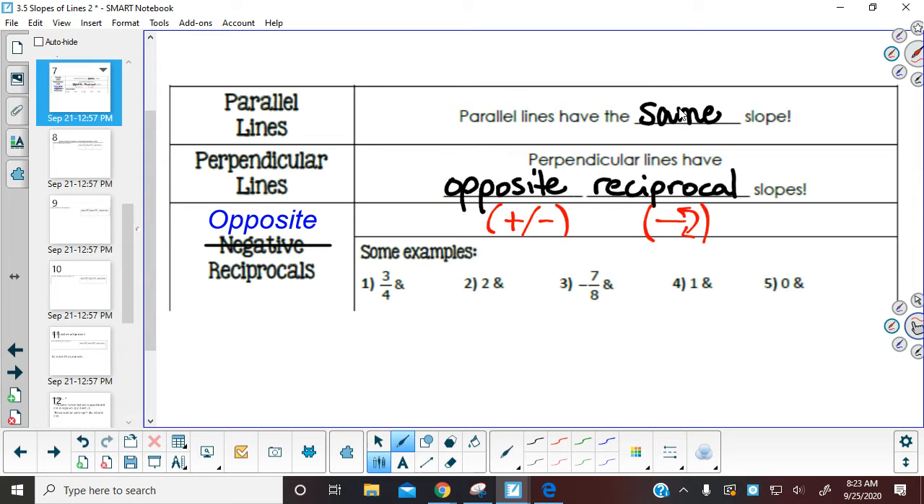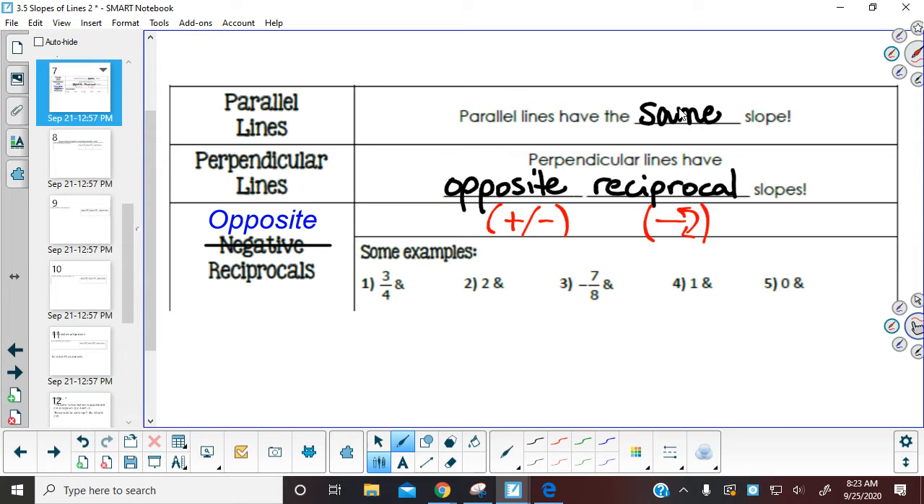So notice here on the left-hand side, I changed your notes slightly. I want you to cross off this negative. I want you to write in the word opposite instead, because you are changing the sign. It's not always negative, you are just changing the sign. So if it was positive, it becomes negative. If it was negative, it becomes positive.